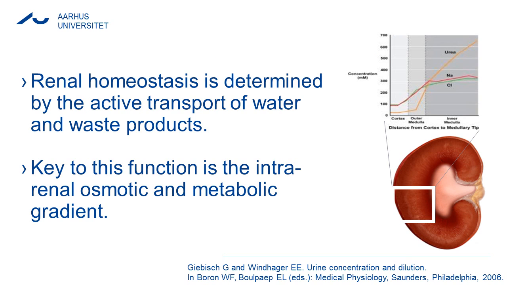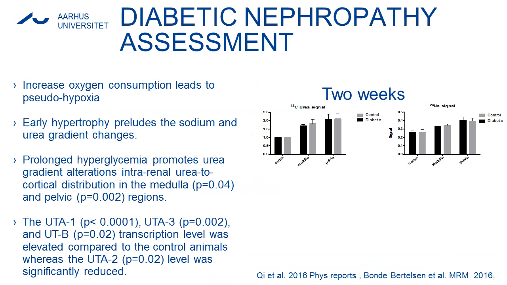So these changes relate to the fact that in the kidneys we have renal homeostasis that is determined by the active transport of water and waste products. And one of the key functions to this is the intra-renal osmotic and metabolic gradient. As we see here in the picture going from the cortex to the medulla, the sodium and chloride gradient as well as the urea gradient is increasing into the tissues.